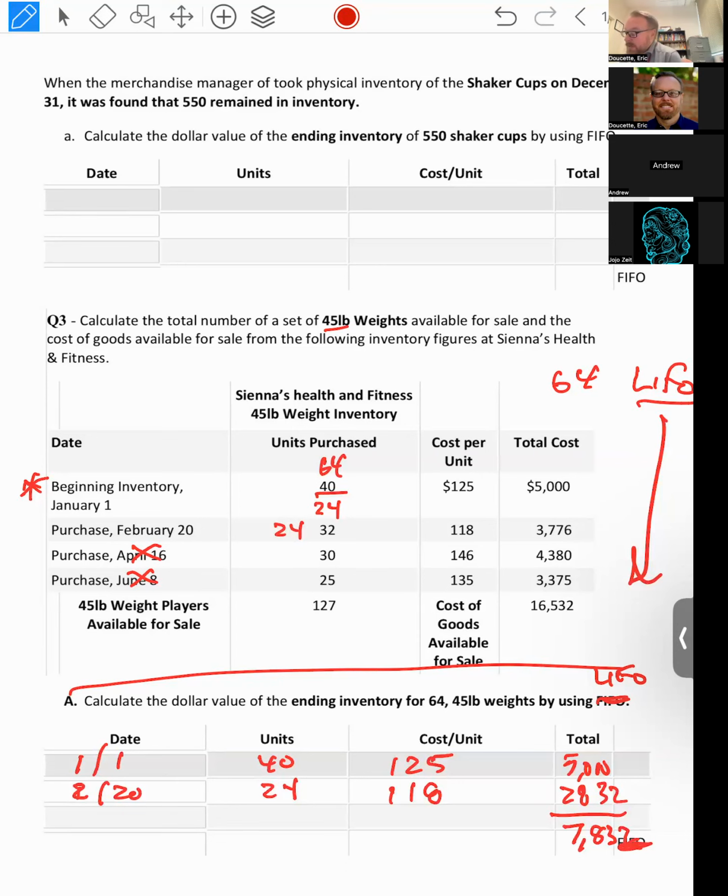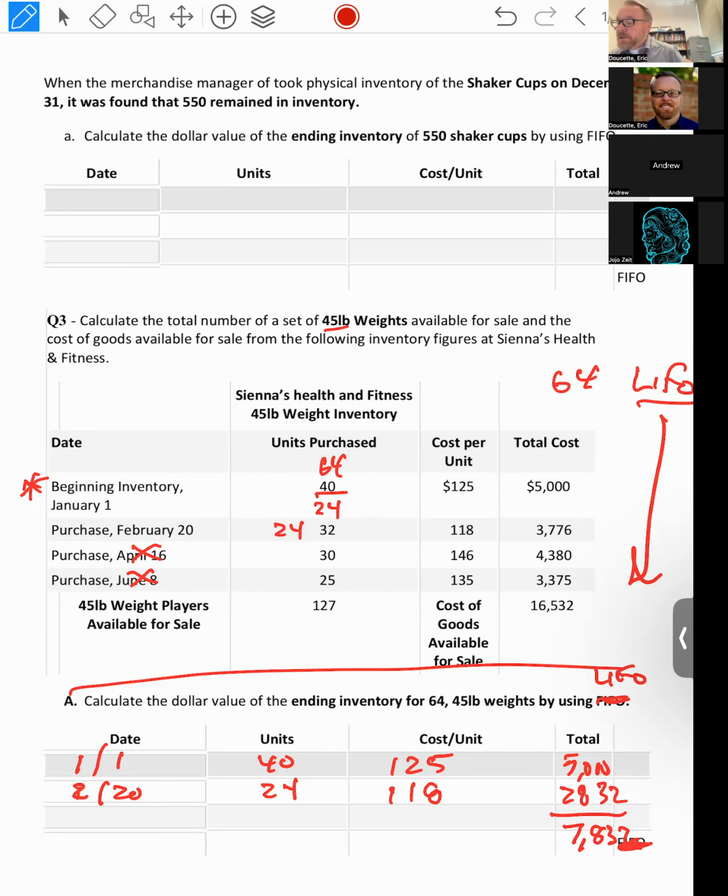That is $7,837 of inventory cost of my remaining inventory after I sold everything but the 64 units. So again, if it's FIFO, first ones in, first ones out, whatever is remaining is the last ones I put in. In LIFO, last ones in, first ones out, whatever is remaining is what I put in there first because the last ones were sold. So you have to think in terms of that in order to figure out these problems.